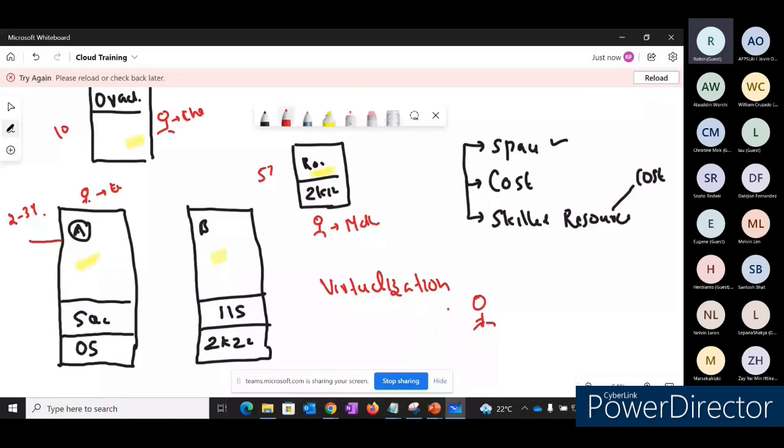Now I have a question: virtualization will be, yes, it all depends on the configuration you are using on the back end. I'm coming to that point. Now we understood utilization was one of the major concerns in the past.